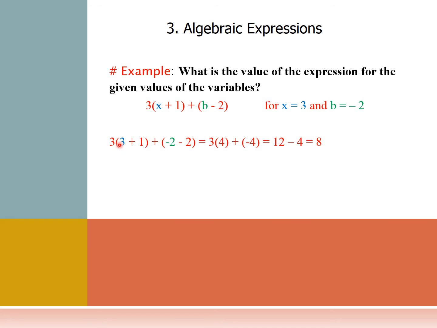Instead of x we have 3, so 3 times (3 plus 1) plus (negative 2 minus 2) is equal to 3 plus 1, it's 4, and negative 2 minus 2, it is negative 4. Then we have 3 times 4 plus negative 4. 3 times 4 is 12, and 12 minus 4 is equal to 8, and this is the last answer, 8.